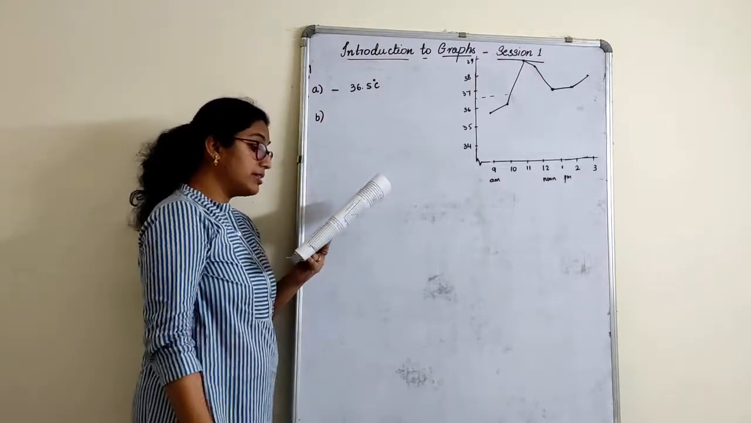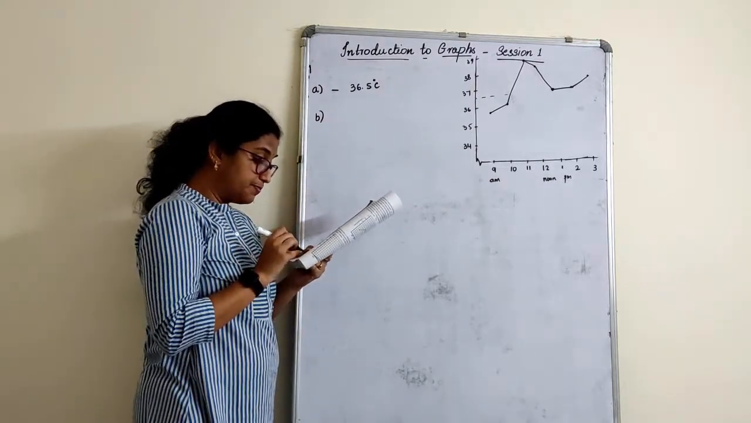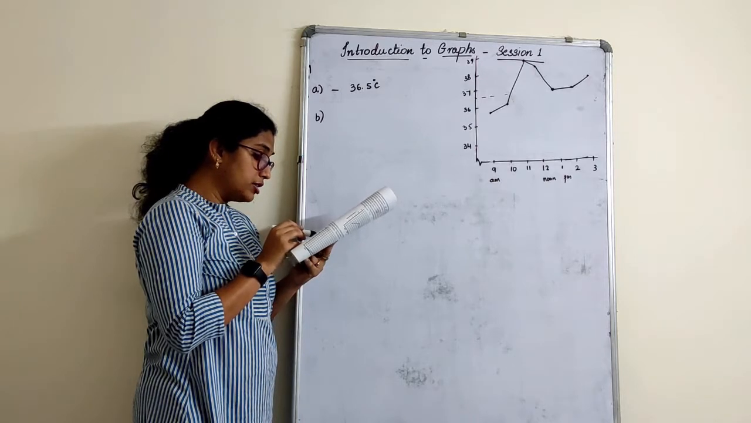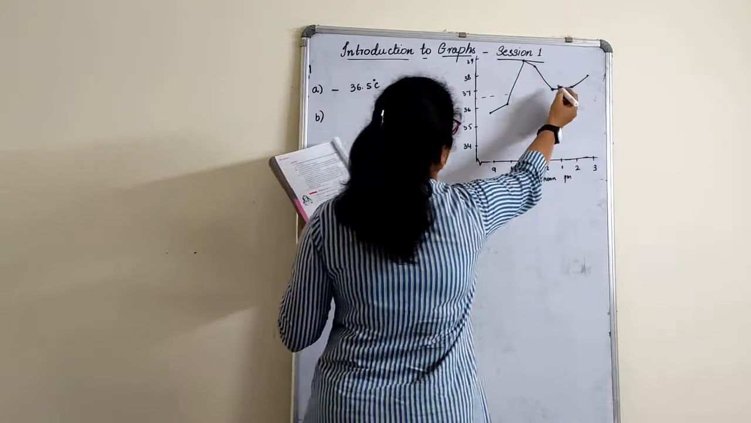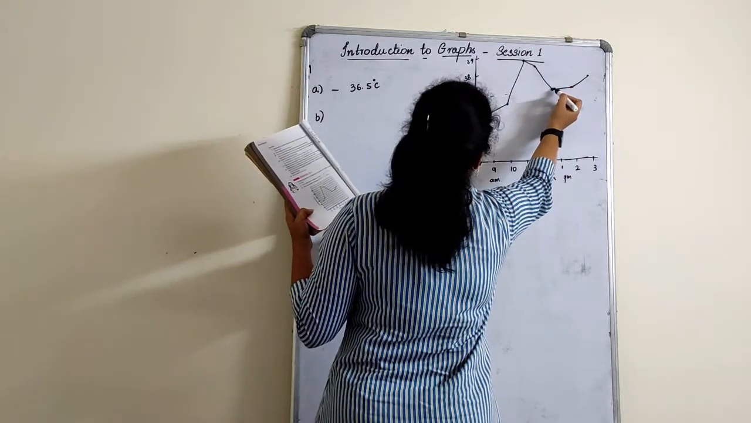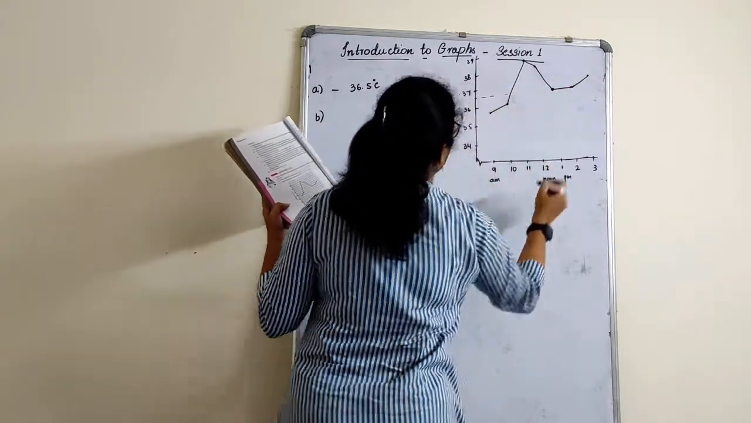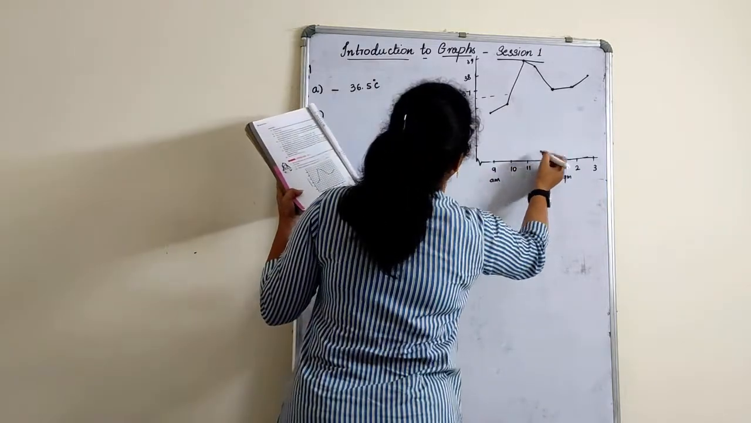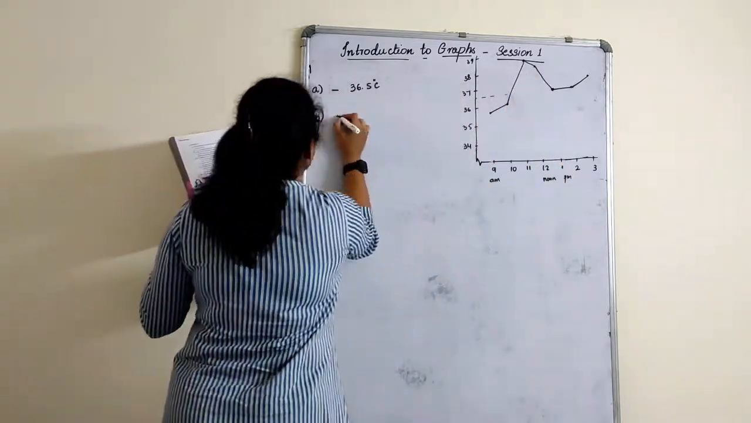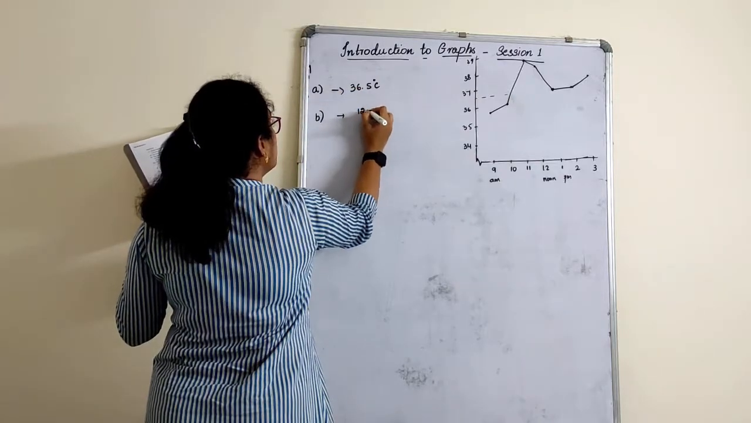B part. When was the patient temperature 38.5? So 38.5, the patient's temperature was exactly at 38.5. This point, right? At 12 noon. At 12 noon, I think I missed it. Yeah, it's here. 38.5. So this is at 12 noon.